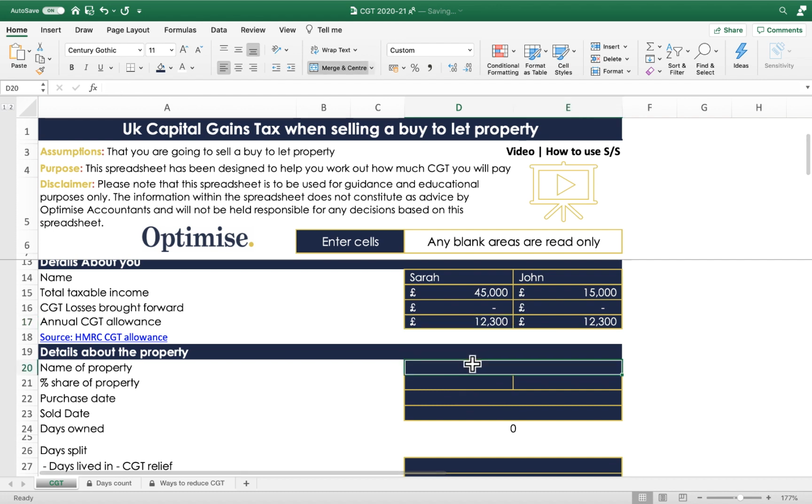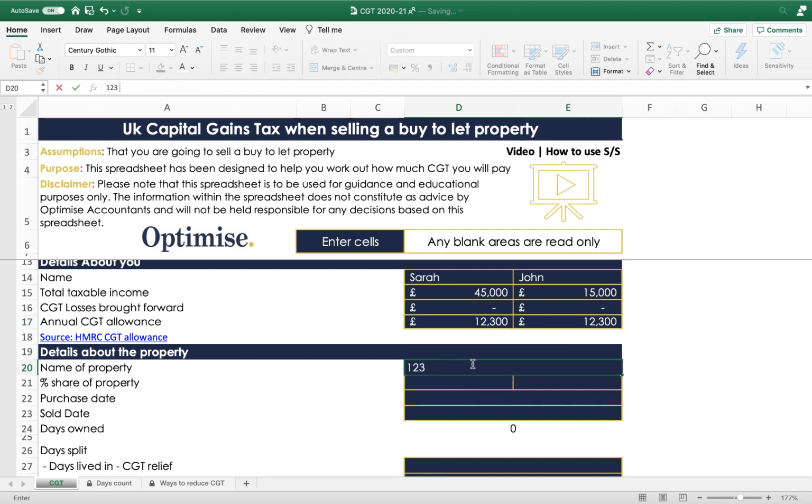We'll talk about the property itself. So we'll talk about 123 Main Road. And what we're going to do is percentage share. Now, we did say that we're going to have this as Sarah owns 100% of the property and John doesn't own anything at all. And this will really help us with this example to show you how we can reduce the tax liability. In most cases, you may have 50-50 ownership.